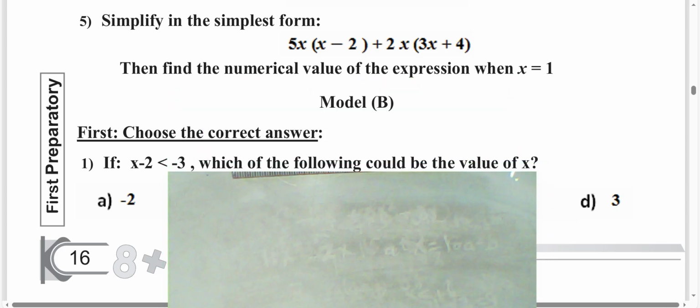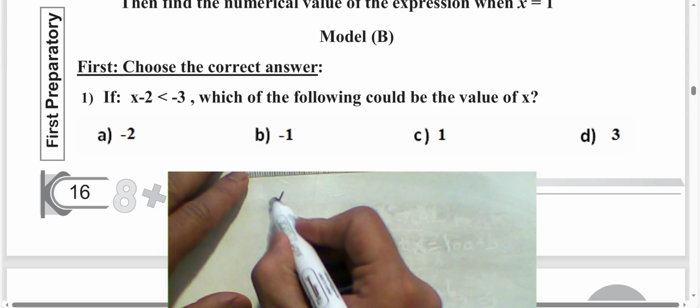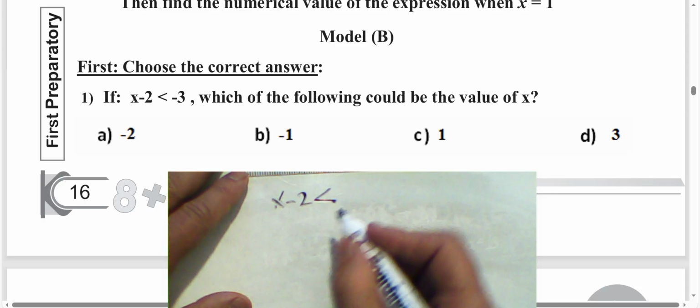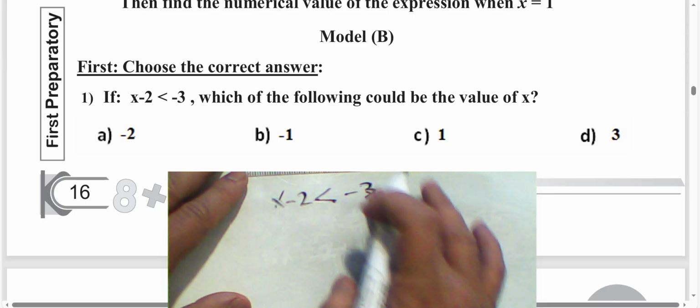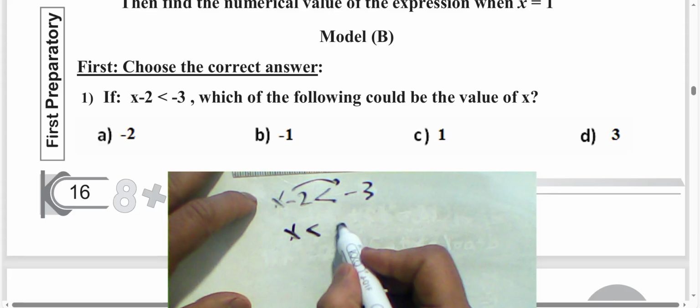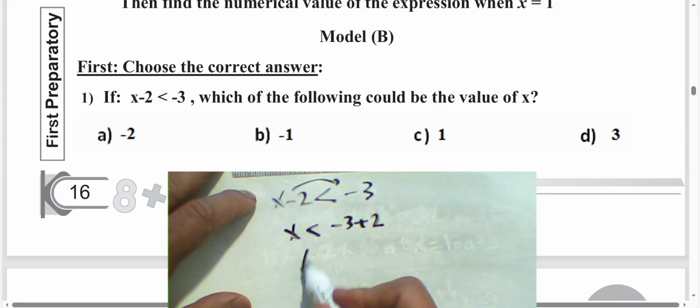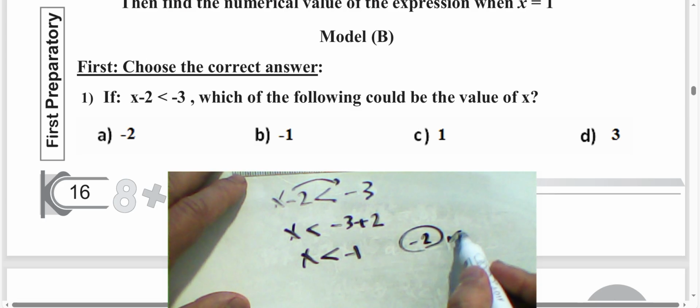Next question, model B. Choose the correct answer if x minus 2 is less than negative 3. Which of the following values satisfies that inequality? First step, we can move negative 2 here. It will be negative 3 plus 2. Then x less than negative 1. What is a number less than negative 1? You can choose negative 2. The answer will be letter A.